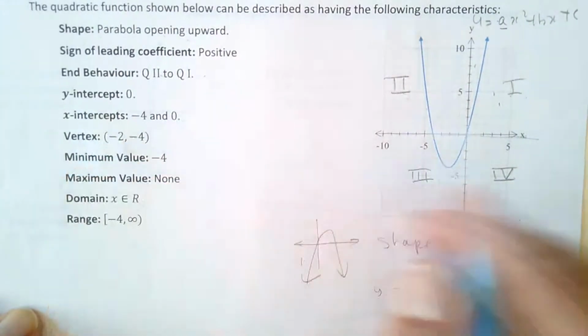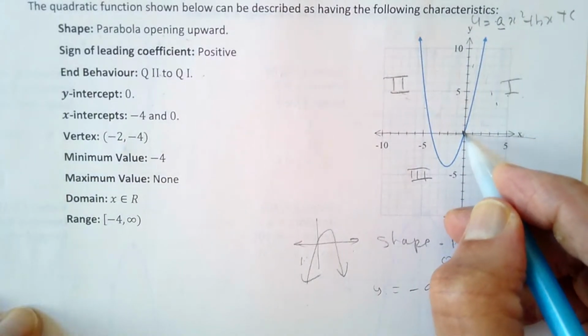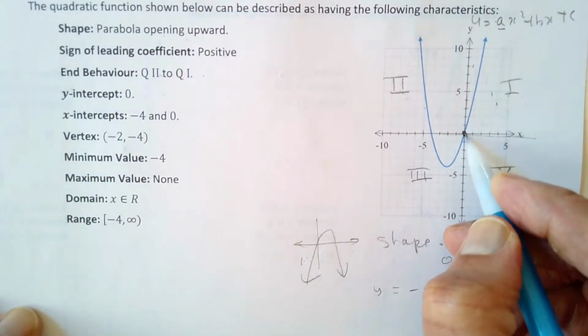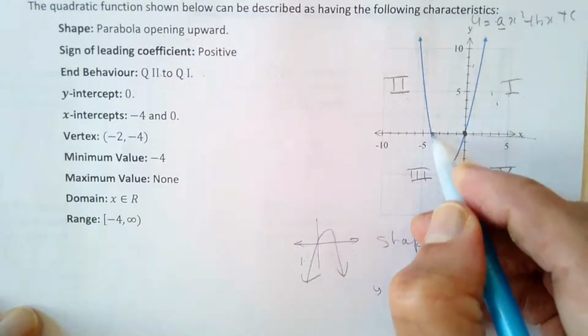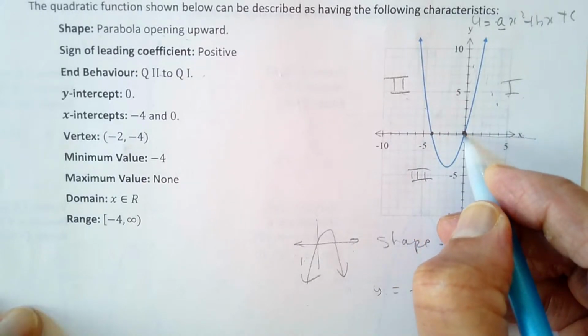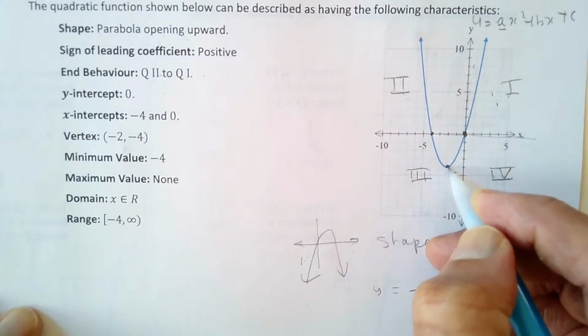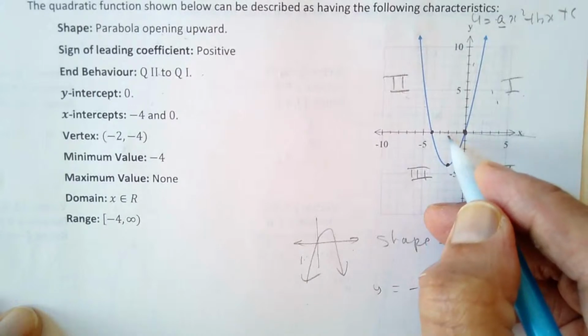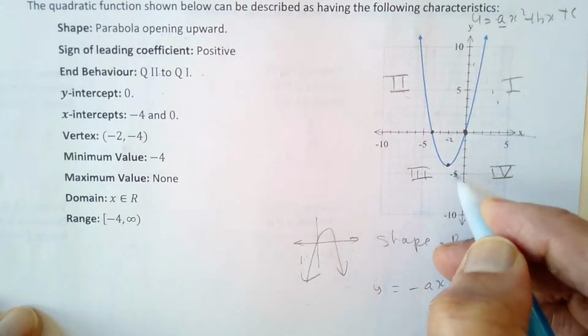The y-intercept, where it crosses the y-axis here, in this case is 0. The x-intercepts are -4 and 0. The vertex right here gives us -2, 4.